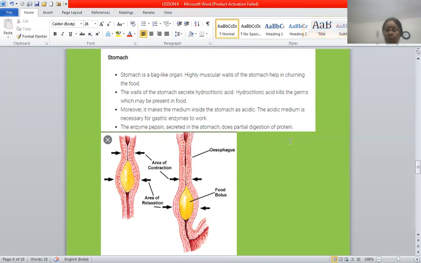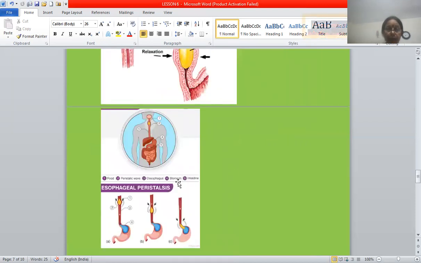digestion of protein. See, here in the diagram also you can see bolus coming inside the stomach. This is stomach. The food is moving by peristaltic movement and entering the stomach.